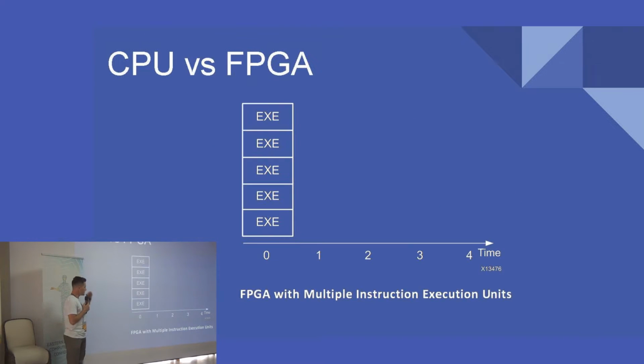Unlike the CPU, the FPGA has no such restriction. It can execute instructions in parallel in the same cycle. And here are 5, but we can have 1,000 of the same instructions running in parallel on FPGA in the same cycle. And obviously, if we run 1,000 instructions, we'll get a 1,000 times speed up.